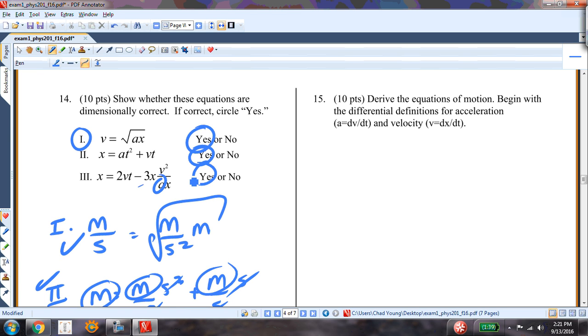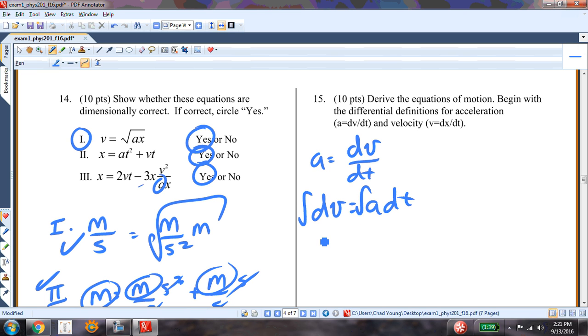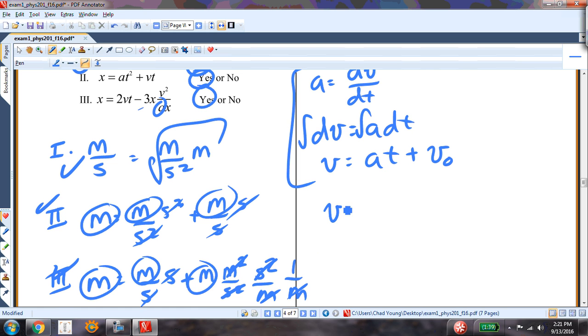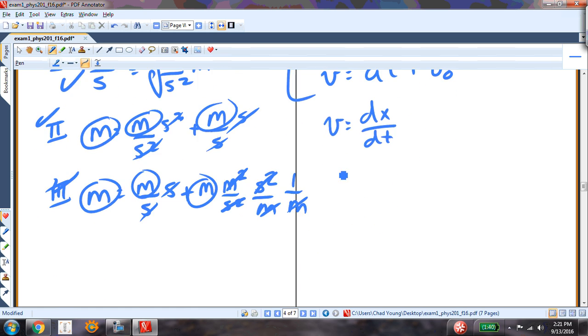Derive the equations of motion. Begin with differential definitions for acceleration and velocity. So let's first begin with this. Integrate both sides. V is equal to A times T plus my integration constant, which is V naught. That's the first one. Then I start with V equals dx dt. That's my definition for velocity. Dx is equal to V dt.